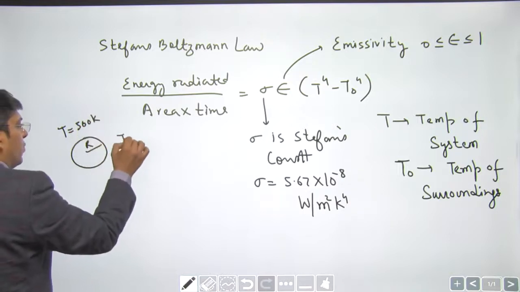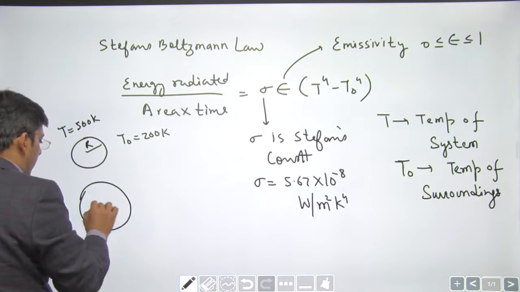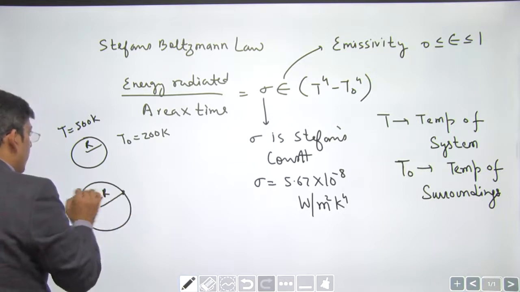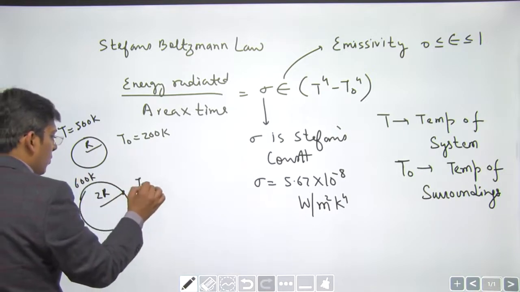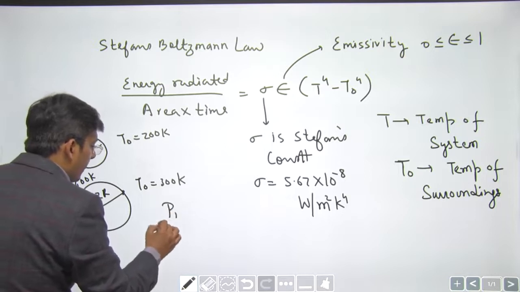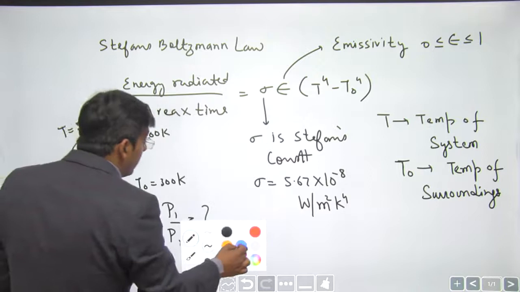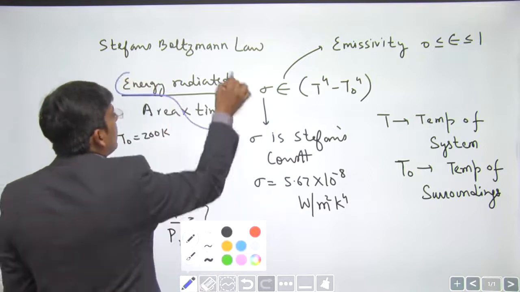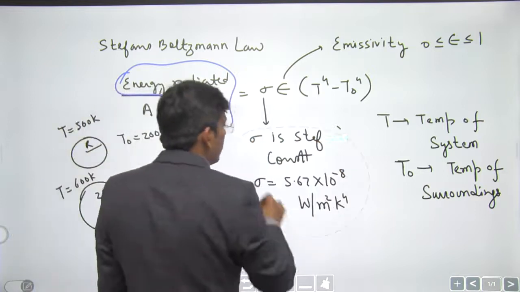temperature of the surrounding being 200 Kelvin, and another spherical ball of radius 2r, temperature being 600 Kelvin, surrounding temperature being 300 Kelvin, and suppose you are asked to compare their rates of cooling, just their rates of cooling. That means energy radiated per unit time, not per unit area. Okay, how do we do that question?